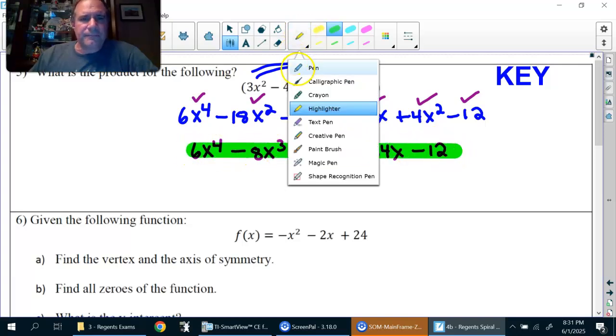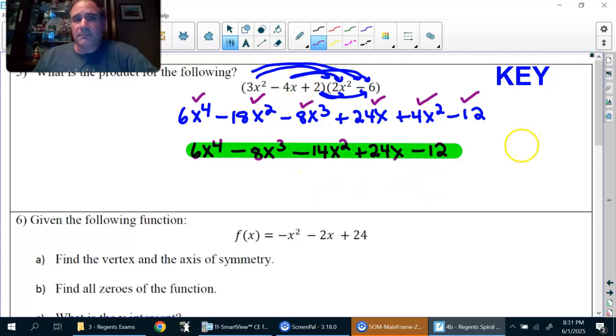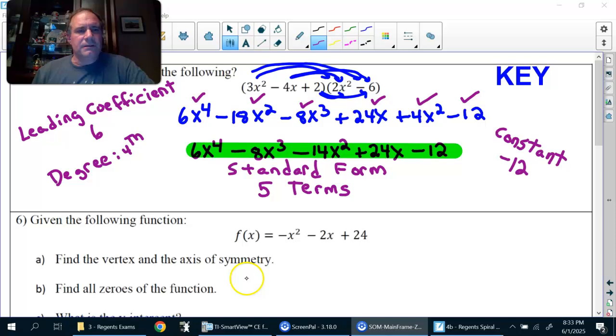And that's in standard form with a leading coefficient of 6 and the degree of 4. So I just put down that this is standard form. There's 5 terms, 1, 2, 3, 4, 5. The leading coefficient is 6. The degree is the 4th degree. If they ask, the constant is negative 12. And that is it.